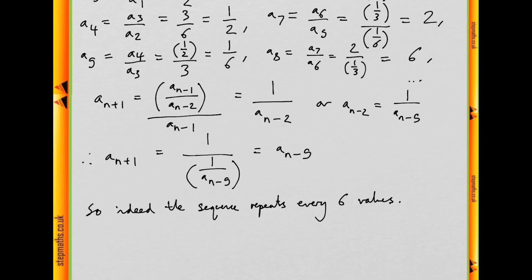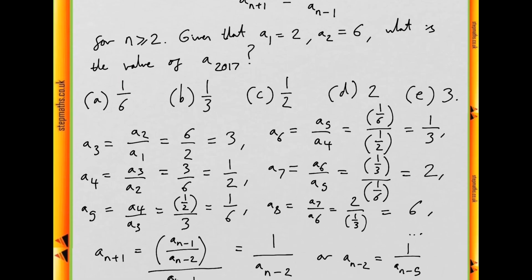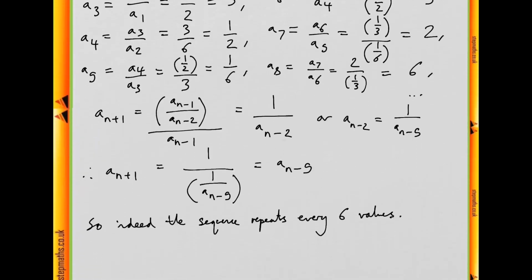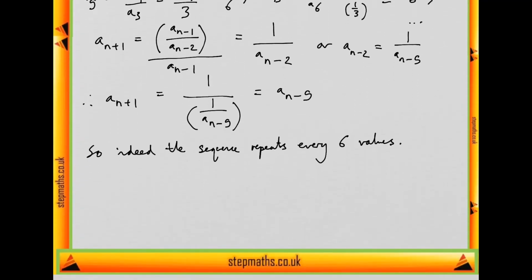Okay, so now that we know that, given that the first term is 2 and we know the next 6 terms, it's just a matter of deciding what the 2017th term will be. So how many 6s in 2017? Well, you can divide it in. 6 into 20 is 3, remainder 2. 6 into 21 is 3, remainder 3. 6 into 37 is 6 and remainder 1. So it's 336 and a little bit.